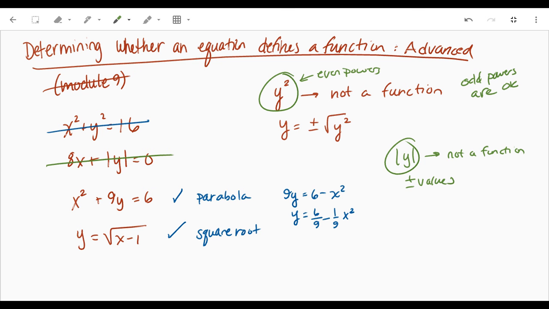All right, next one is finding inputs and outputs of a function from its graph. You guys are going to be so good at this one. Finding inputs and outputs of a function from its graph.